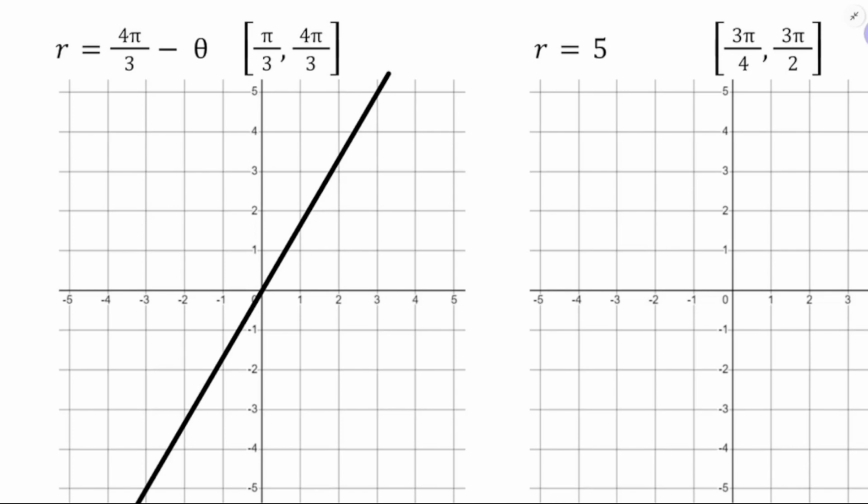All right, so 4 pi over 3 minus pi over 3 would be pi. And that's the issue. When I'm starting off here at the beginning of my interval, r is going to equal pi. I'm going to go pi units away from the origin, but I really don't know. I mean, maybe about here. I don't know. That's my best guess at what the distance of pi would be, but I'll actually label that. And then when theta equals 4 pi over 3, r is going to equal 0.